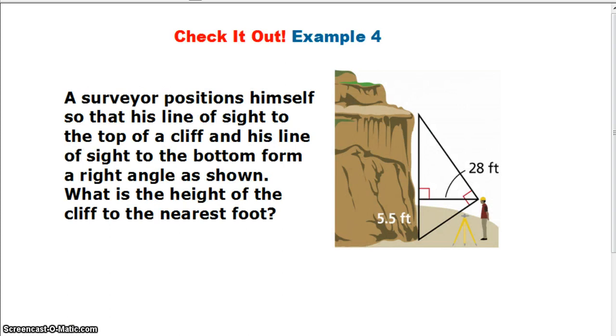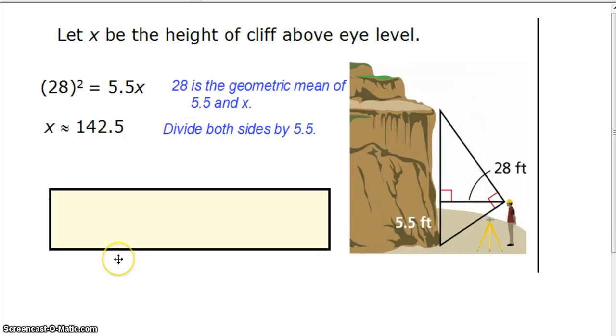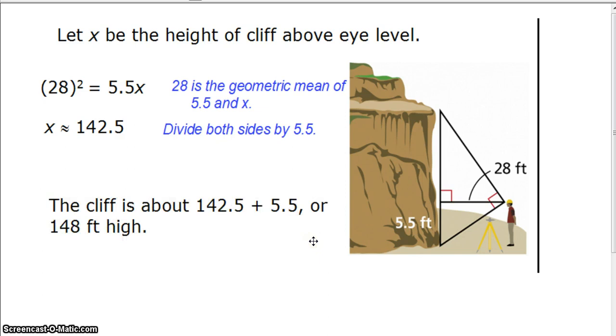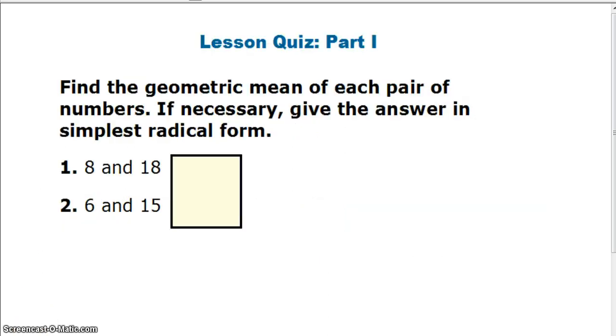Speaking of surveyors, surveyors do things like mapping, and they help us with topography, so the heights of things and so on. So pause this and see if you can find the height of the cliff to the nearest foot. Come back and check your work. We're using the same corollary, aren't we? So 28 squared equals 5.5 times the unknown x, right? And so we find that x equals 142.5. Now to find the height of the whole cliff from the base, we'll add the 5.5, and we have 140 feet high. Good. So please pause the video and try the lesson quiz.